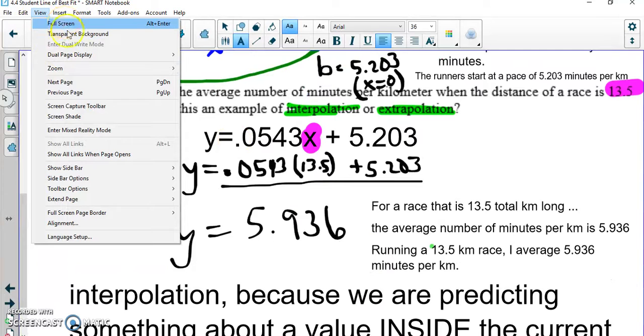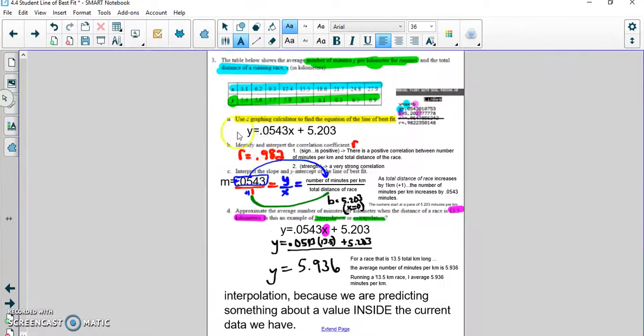So that'd be one full problem that you would be doing for your homework today. We entered the data into the calculator, used the calculator to calculate the line of best fit, talked about our correlation coefficient, interpreted the slope and the y-intercept, and then used the equation that our calculator gave us to predict something.